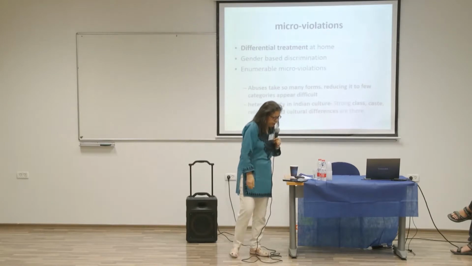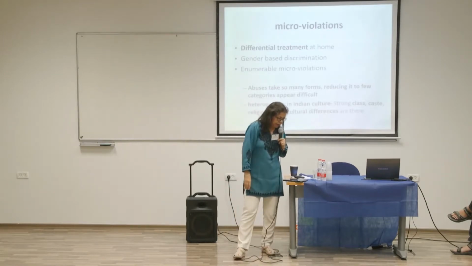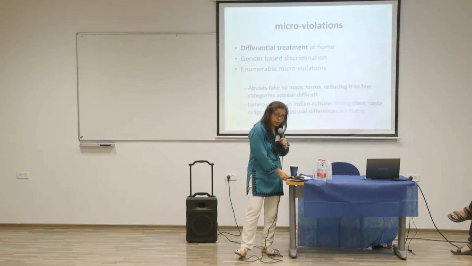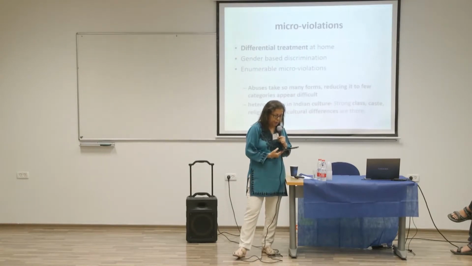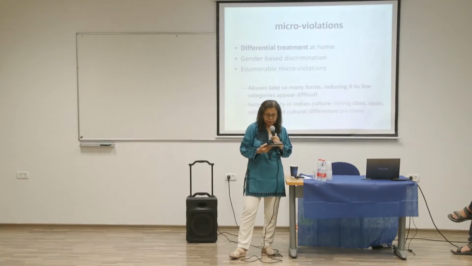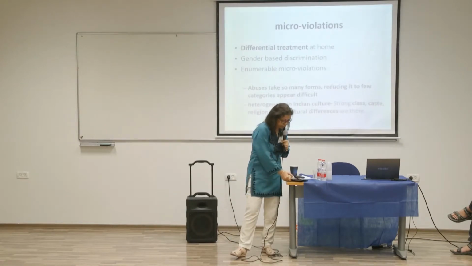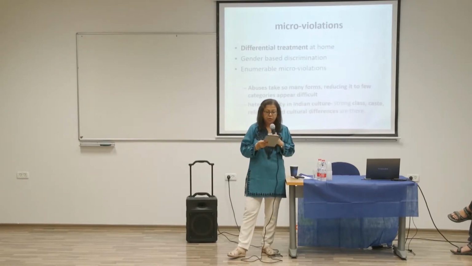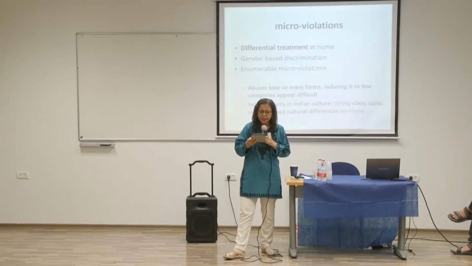There are innumerable variations in micro-violations that are happening with children. You can get a new story every day. Abuses take so many forms that reducing them to a few categories appears difficult. However, this is not the complete picture. This is majorly an urban, upper to middle class centric description because I worked with this segment. There is huge heterogeneity in Indian culture, strong class, caste, and religion-based cultural differences. Accordingly, there could be many other narratives of child abuse.